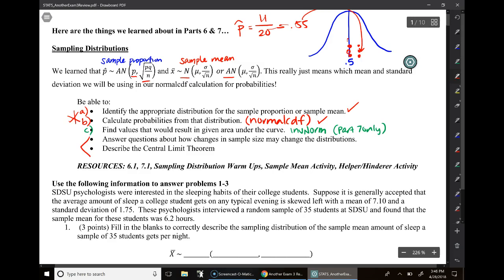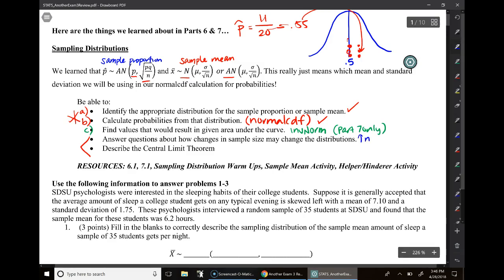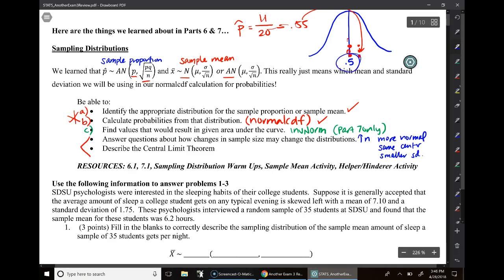And then as a potential multiple choice, you might have to answer questions about what the sample size changing will do to our distributions, and about the central limit theorem. Just as a review, as your n gets large, our distributions are going to become more normal. We're going to have the same center, the same mean, and a smaller standard deviation, because it will be harder and harder to get something unusual if we have a large sample. We're going to see the law of large numbers starting to converge towards what we expect, that 0.5.